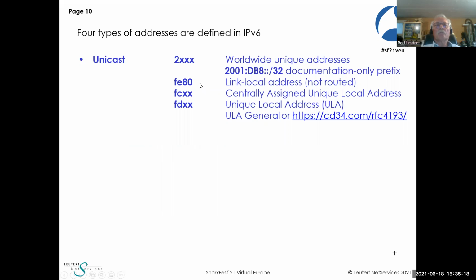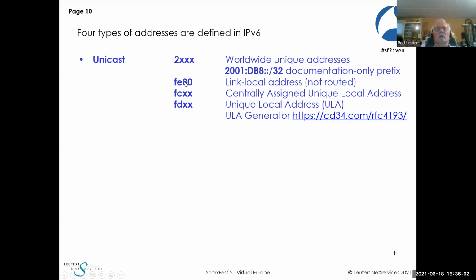Then we have one important thing: there is a special range prepared only for documentation. So if you want to do some isolated lab, you can use this range. It will not be routed on the internet. And if you don't want to publish your IP address in a documentation, DB8 is reserved for documentation only. It's really amazing. We have so many addresses, we can reserve one only for documentation. This avoids that people take your documentation and type the address in, like a lot of people do from examples. That won't work here.